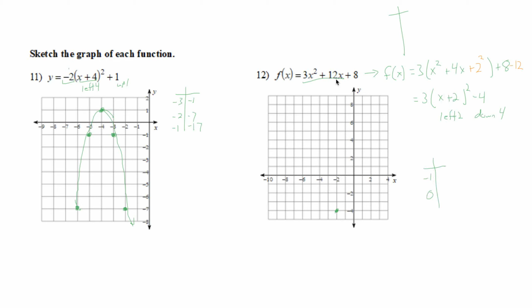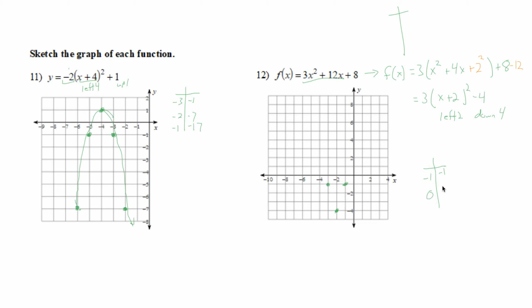Just want to remind you, you can put that -1 and 0 back in here or back in our work form. Either is fine. Let's put the -1 here. -1 plus 2 is 1. Squared is still 1. 3 times 1 is 3, minus 4 is -1. So we should have the point -1, -1. Since parabolas are symmetric, we'll have another point over here at -3, -1.